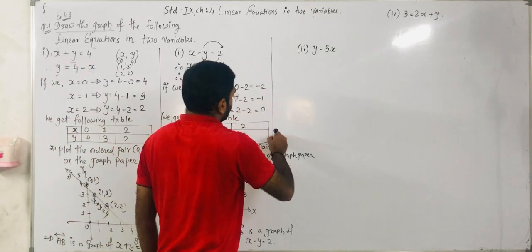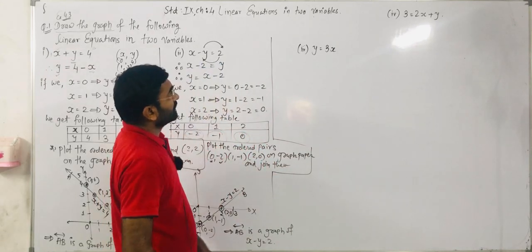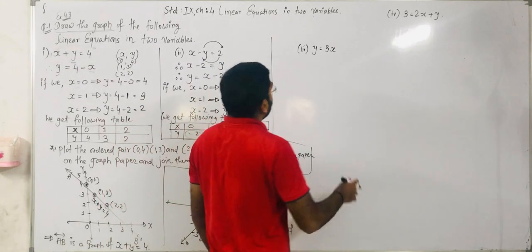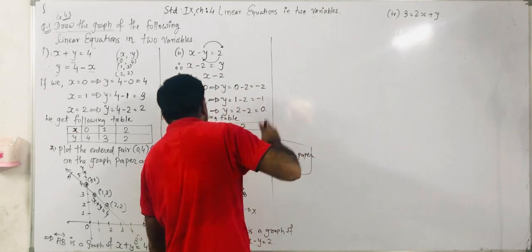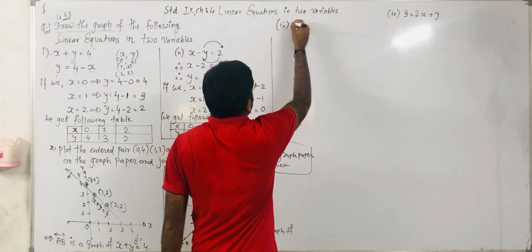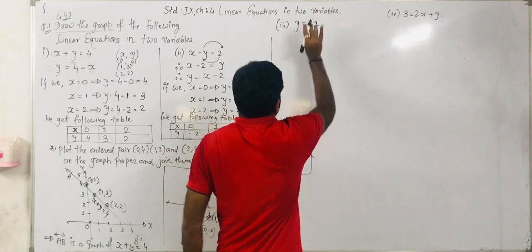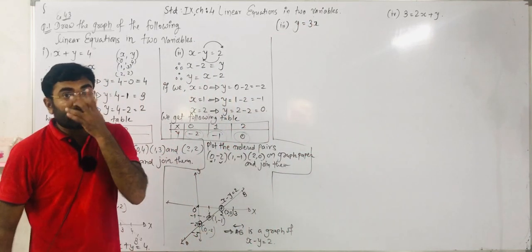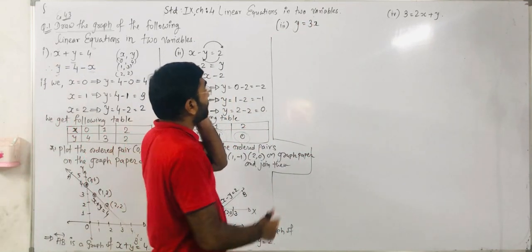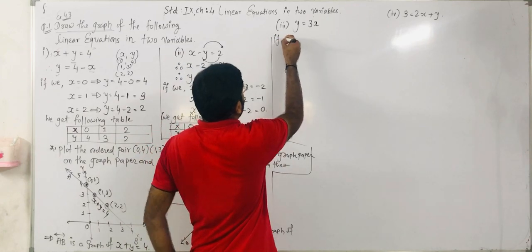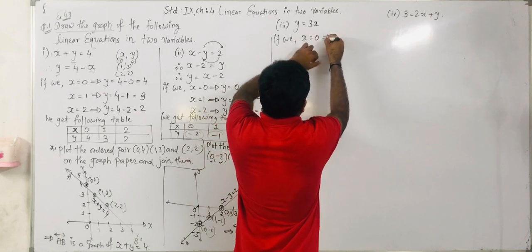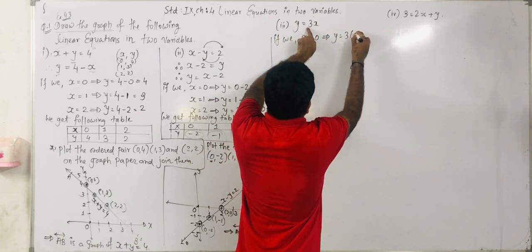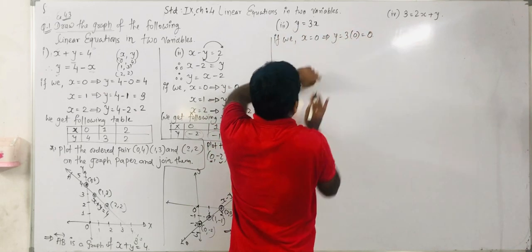Right? Similarly, we have to draw the remaining graphs. Okay. The graphs, how we have to draw? Y is equal to 3x. So let me write this thing here so we get more space. Y is equal to 3x. The given equation is already in y term, so no need to arrange the y. If we take the x given value as 0, then what we get the y value? Y value 3 times 0, so we get 0.